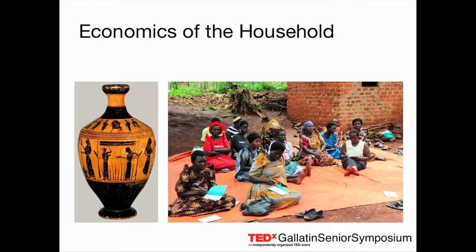The next example is economics of the household. And in ancient Greece and Rome, there was a division of labor in the sense that men were responsible for the duties outside of the house, and women were responsible for the duties within the house, such as weaving, food preparation, rearing of the children, etc. Now today, we've seen some shifts away from that in a variety of ways.